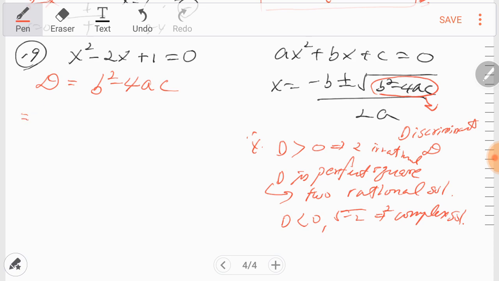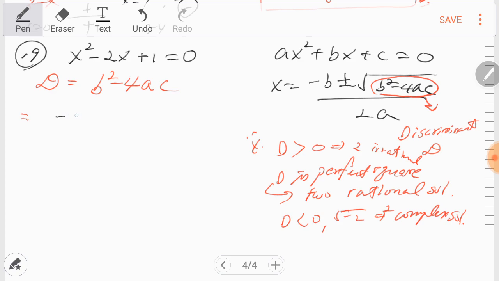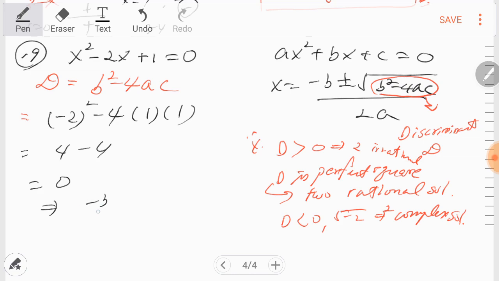Negative b squared minus 4ac. So 4 minus 4 is equal to 0. The square root of 0 is 0. So there's nothing, right? So this is 0. That means the solution is negative b over 2a plus or minus 0. So there is only 1 solution, one repeated solution.